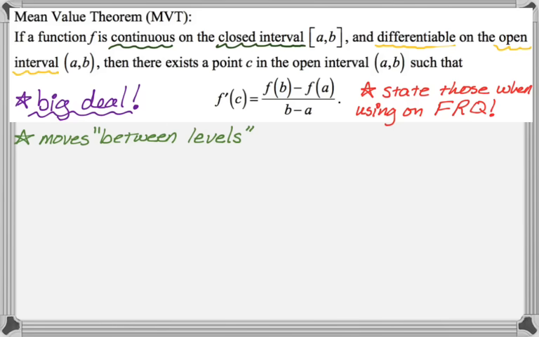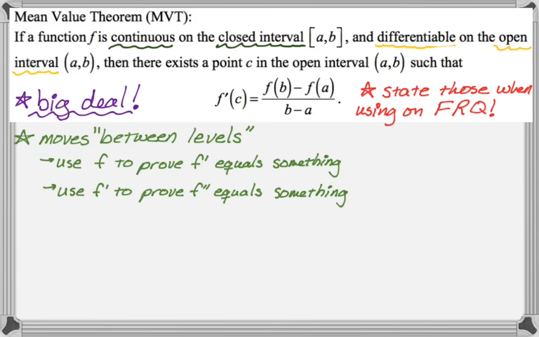This is a theorem that moves between levels. The intermediate value theorem stays on the same level: use f to reason about f, f prime to reason about f prime. This moves between levels. So for this, you'll use f to prove things about f prime, you'll use f prime to prove things about f double prime, but anytime you want to use it, make sure you state the conditions.